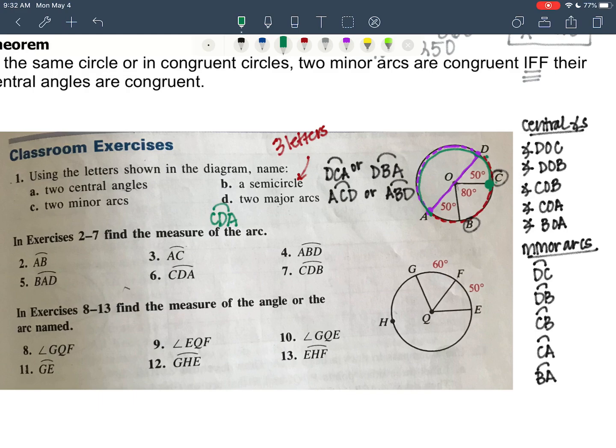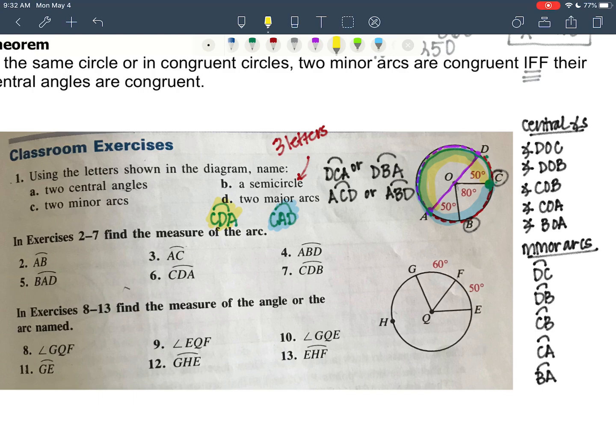CDA is very different than CAD. So much so that I'm going to highlight to show you. CAD is going to be that big arc right there. It almost goes all the way around. And CDA is definitely more than 180 degrees, but it doesn't go all the way around. It's 130 degrees short of making it all the way around.